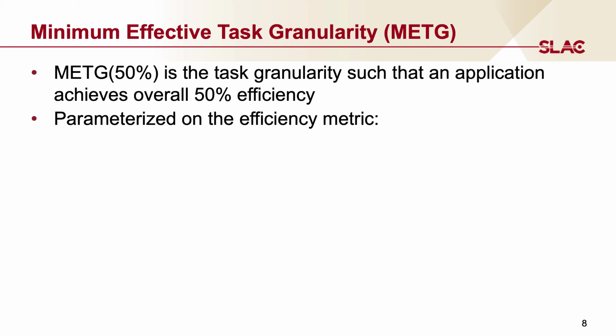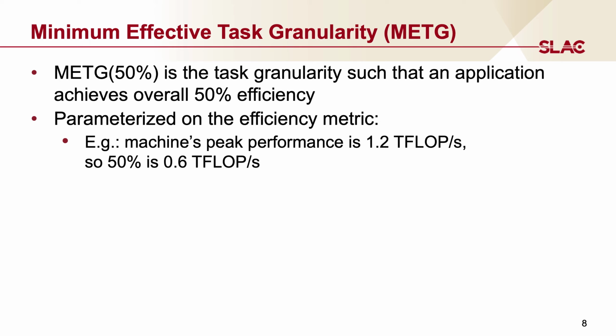This is a parameterized metric, and that means that you can choose an efficiency metric that best matches your application. If your application is most readily analyzed in terms of, say, peak performance, then you can compare against the peak performance of the machine. If you have a machine with, say, 1.2 teraflops of peak performance, 50% of that is 0.6, and then the METG of 50% is the task granularity such that the application achieves 0.6 teraflops.